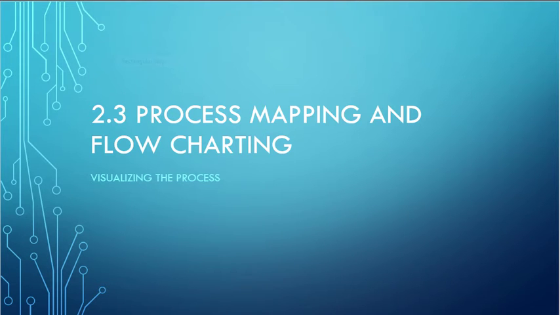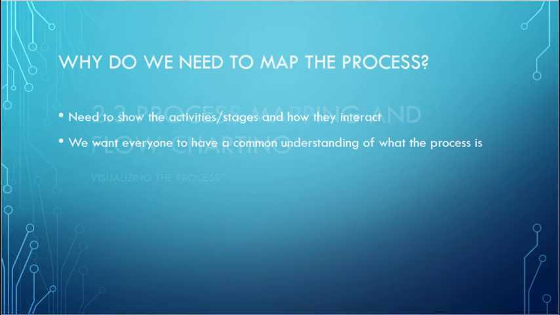Since we want everybody to understand the process, one strategy is to make a visual representation of the process. The goal of making a map of the process is to show each of the individual activities and stages and how they interact, what information and deliverables will flow from one to the next, perhaps who's responsible, and this way we make sure that we have a common understanding of what the steps of the process are.